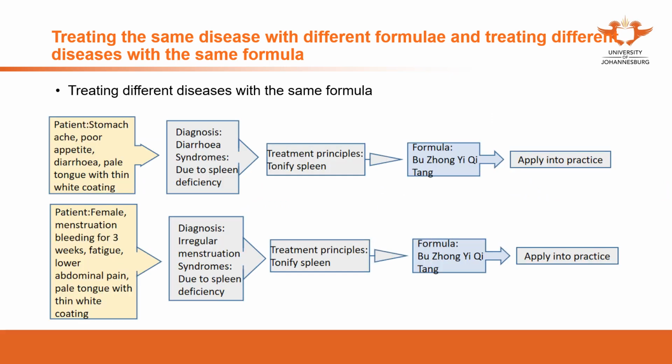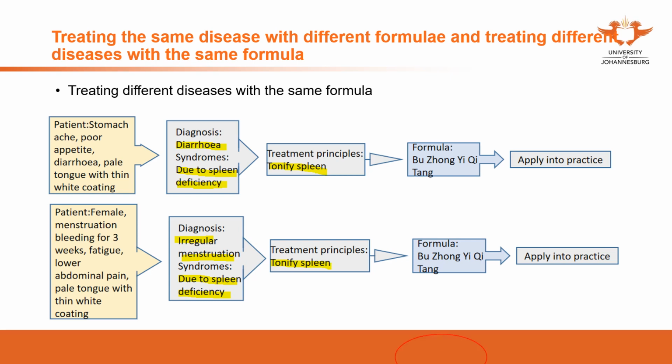And then from these two cases, when we compare, the first case was a diarrhea patient. The second was irregular menstruation. But you see the symptom, because spleen deficiency. The diarrhea was due to spleen deficiency. The irregular menstruation we also diagnose as spleen deficiency. The treatment principle is the same, to tonify the spleen. So we use 补中益气汤.